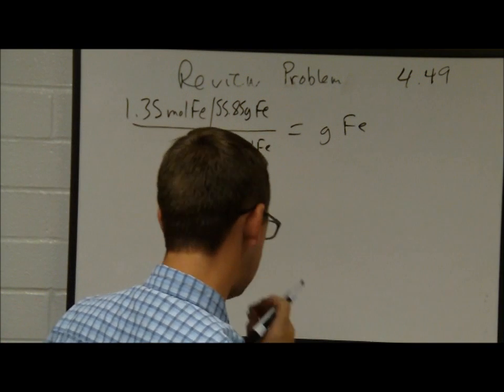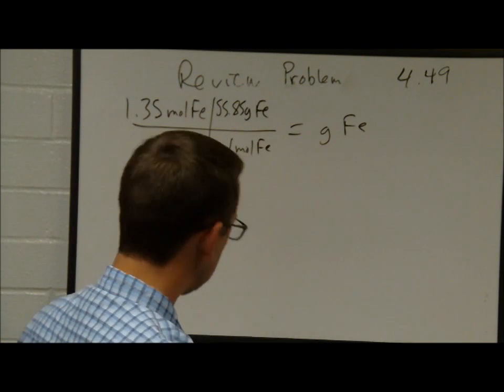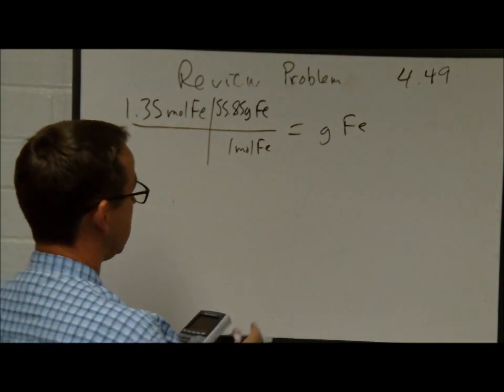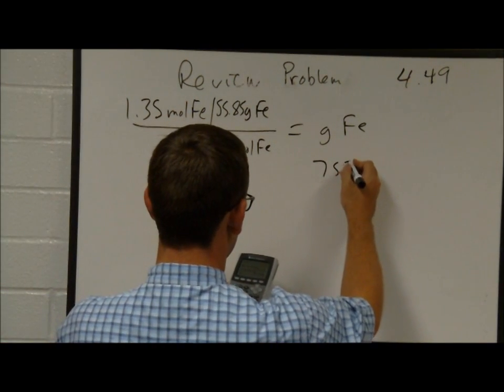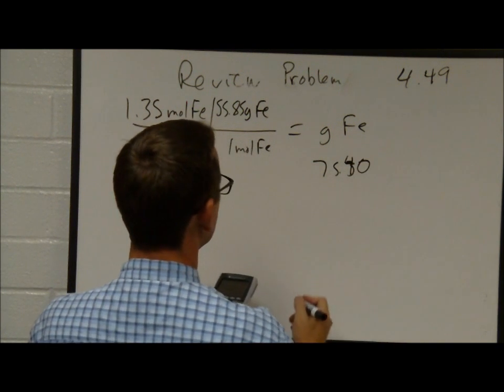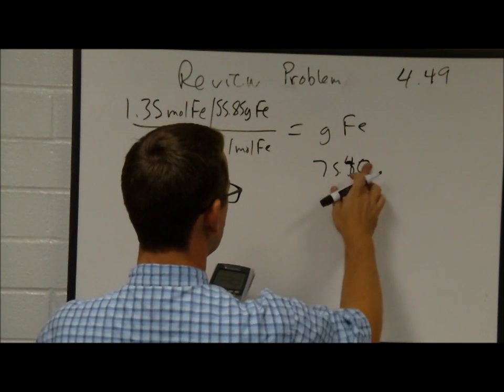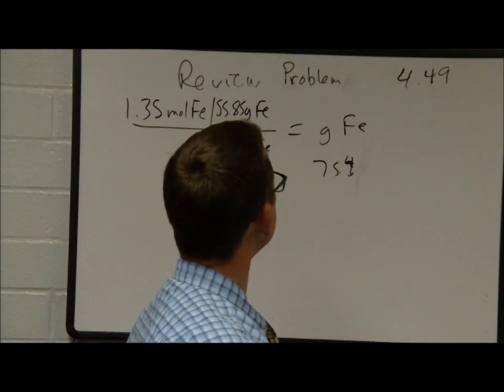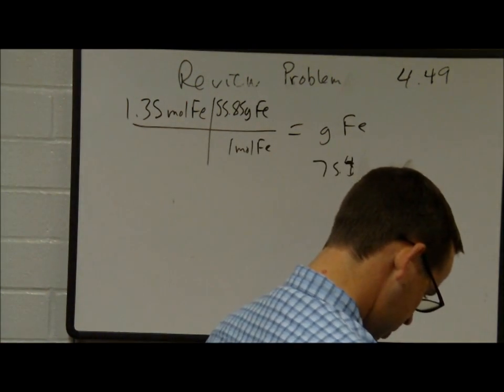So 1.35 times 55.85. That's 75.398, or 75.4 grams of iron. 449, that was.